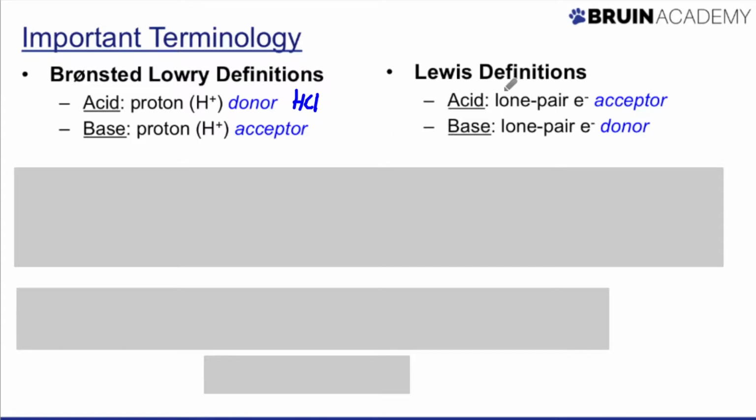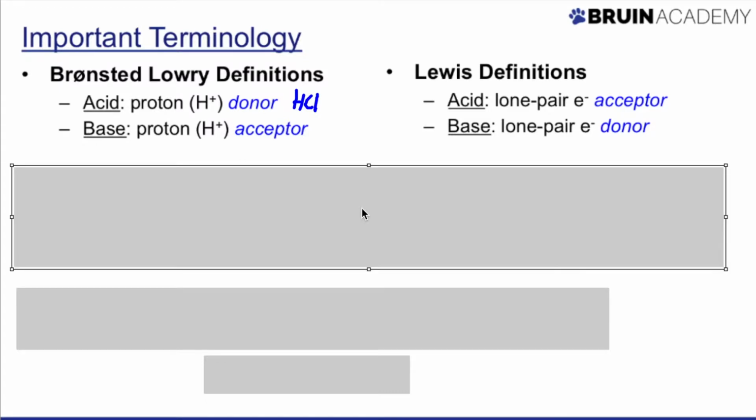A Lewis definition focuses not on the proton, but the electrons, the lone pair. So an acid, instead of being a proton donor, is an electron acceptor, and a base is a lone pair donor. So it's sort of the opposite. You should know both of these definitions. The second thing you should know is what the difference between strong and weak is.